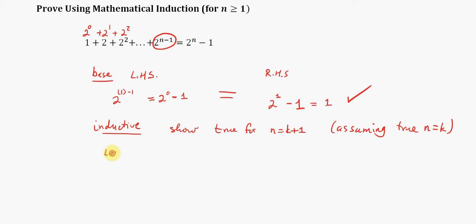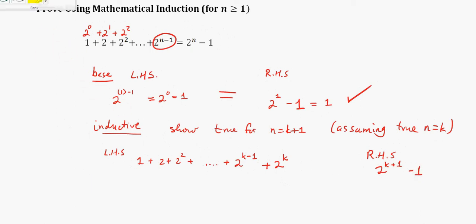On the left-hand side, what do we have? We have 1 plus 2 plus 2 squared plus onwards and onwards until we get to 2 to the k minus 1. And then we're going to go one step further, 2 to the k plus 1 minus 1, or just 2 to the k. We want to show that this is equal to the right-hand side, which would be 2 to the k plus 1 in the exponent minus 1. Okay. So I'm going to continue working at this problem from the left-hand side here.